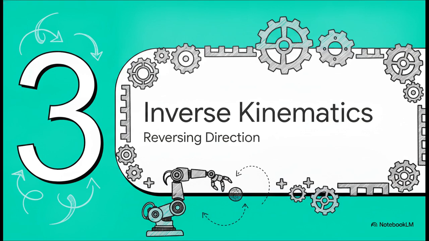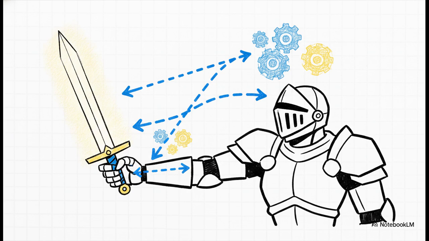Section 3, Inverse Kinematics, Reversing Direction. In video games and modern robotics, we almost never have the luxury of just inputting joint angles. Think about it. When you point and click your mouse to tell a game character to pick up a sword, you aren't typing in shoulder and elbow angles, right? You're just giving it a target position.